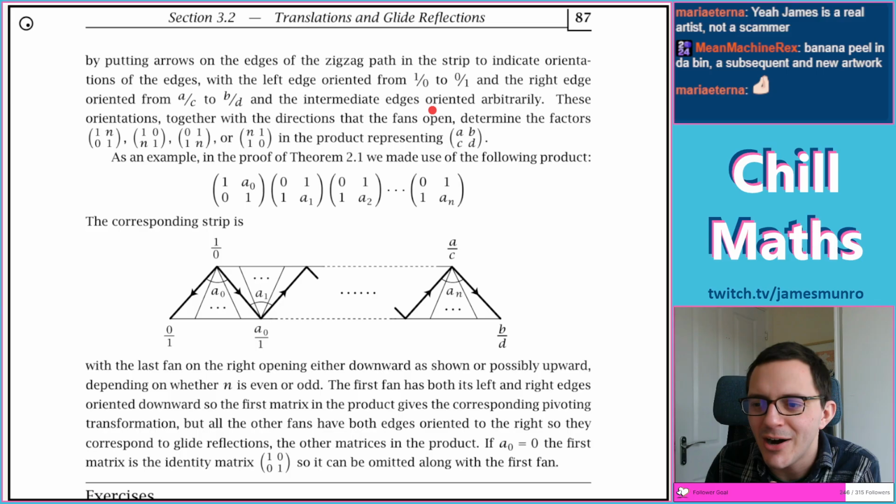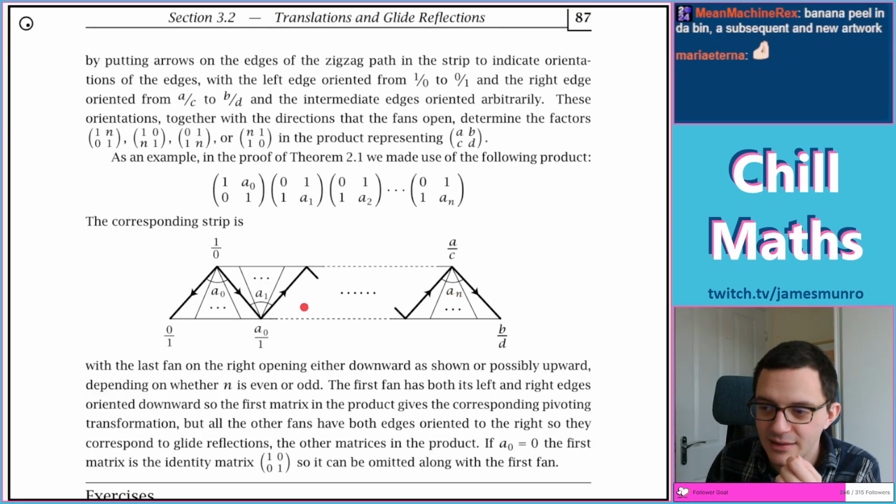Intermediate edges oriented arbitrarily. Oh, because you want to get the start orientation to match the end orientation, but you don't really care if you flip it around a bit in between. It's like pancakes, you want to get it the right way up at the end, but in between anything goes. I'm not good at pancakes.